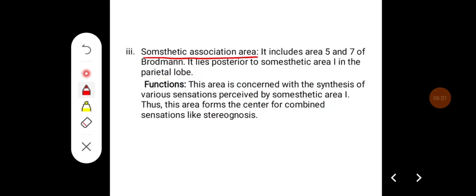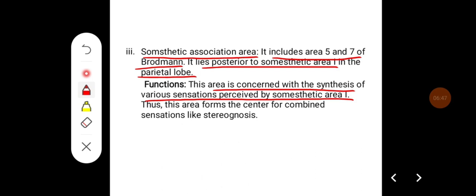Somesthetic association area includes area 5 and 7 of the Brodmann. It lies posterior to somesthetic area 1 in the parietal lobe. The function of somesthetic association area is that it is concerned with the synthesis of various sensations perceived by somesthetic area 1. Thus, this area forms a center for combined sensation like stereognosis.